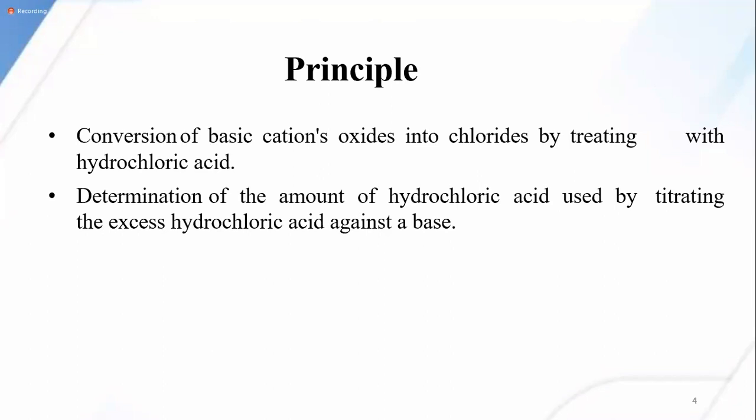Okay, so then let's see the principle of this experiment. Here we are going to convert the basic cation oxide into chloride. Okay, so we are going to add HCl to convert the oxide into chlorides. Okay, so that is the first principle, conversion of basic cations oxide into chlorides by treating with hydrochloric acid.